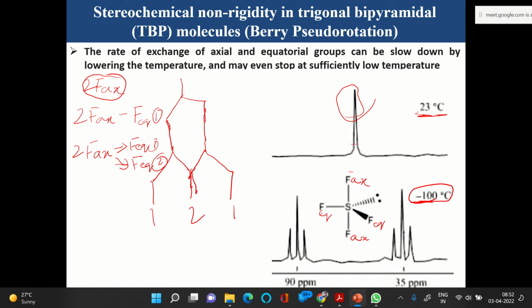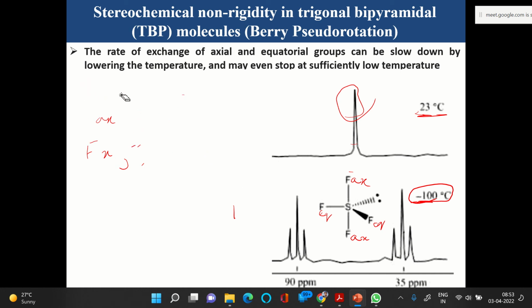So in a similar fashion you can think of the equatorial positions. The two equatorial fluorines are under the same environment, they have the same Larmor frequency, so they will appear at the same position. Now when they interact with one axial, they split into two. When they interact with the second axial, the spin-spin coupling will give rise to 1:2:1. So two triplets are observed for SF4 because of that kind of interaction.